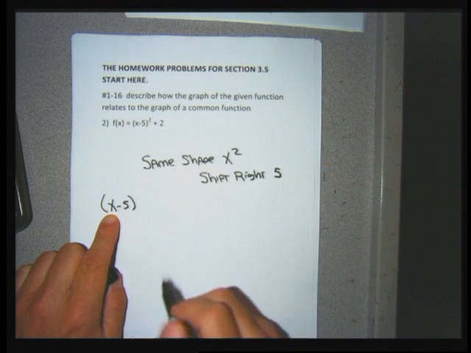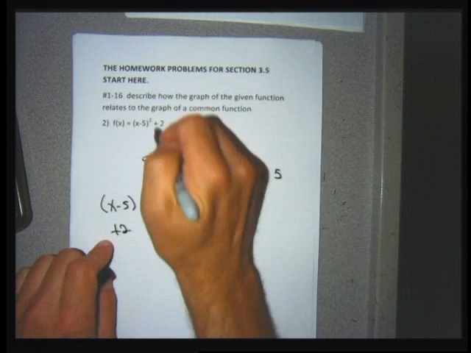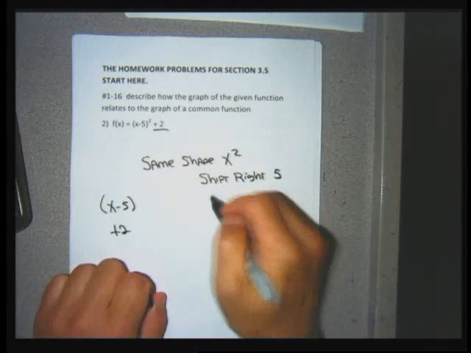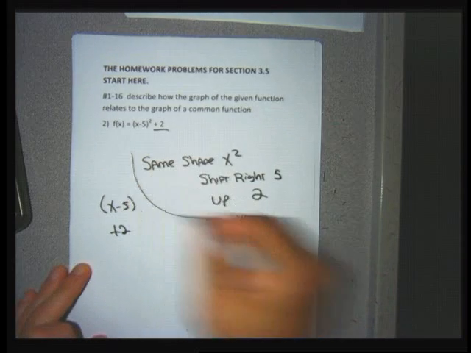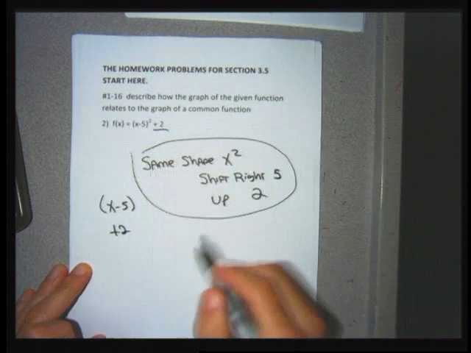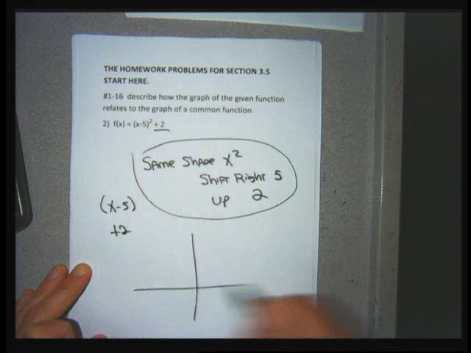Five units. And the +2 that's after is going to move it up 2 units. I don't need to graph it. This is what the problem is. That's the answer. But I can show you that I'm right.